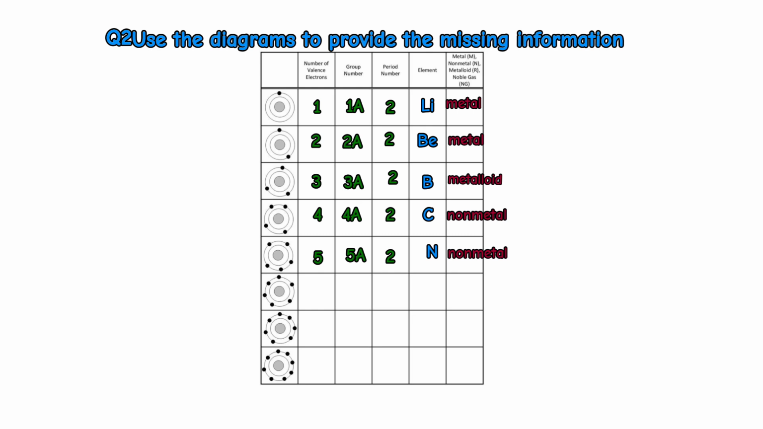The atom number 6 has 6 valence electrons, so it is in group number 6. And it has two shells, so it is in period number 2. This atom is known as oxygen, and it exists in the non-metal area. The atom number 7 has 7 valence electrons, so it is in group number 7A, so it is in period number 2. This atom is known as fluorine, and it exists in the non-metal area. The atom number 8 has 8 valence electrons, so it is in group number 8. And it has two shells, so it is in period number 2. This atom is known as neon, and it exists in the noble gas area.